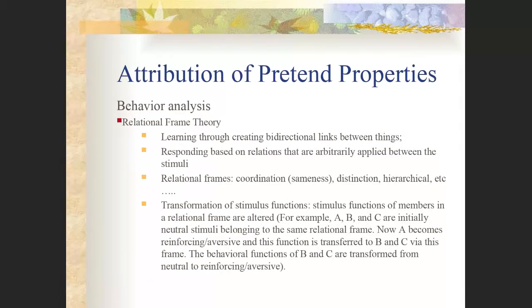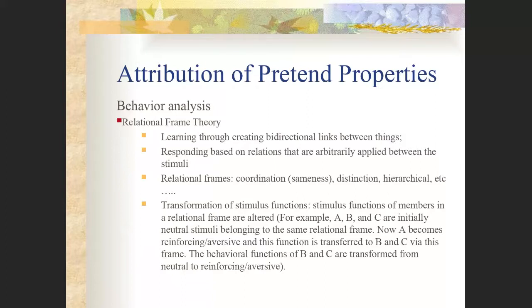Transformation of stimulus functions is an important idea in relational frame theory. It's very similar to our analysis of object substitutions. Stimulus functions of members in a relational frame are altered based on the relation. For example, we have A and B and C, three different stimuli. They are initially neutral stimuli belonging to the same relational frame. So A equals B, B equals C, so they equal each other. Now A has become reinforcing, and this function is transferred to B and C via this frame.